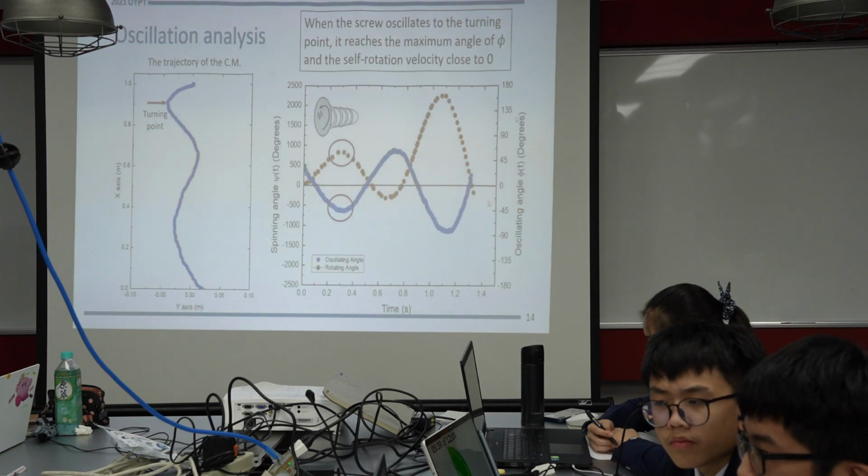Then in order to fully analyze the phenomenon, we also analyze the spinning angle, which is the self-rotating of the screw, the angle psi. By comparing to our trajectory of the screw, we found out that when the screw oscillates to the turning point, it reaches the maximum angle of phi, and the self-rotation velocity is close to 0, which means that when it reaches the turning point, the screw starts to turn to the other direction, including the angle phi and also the angle psi.